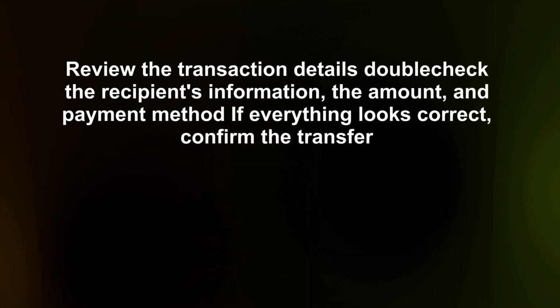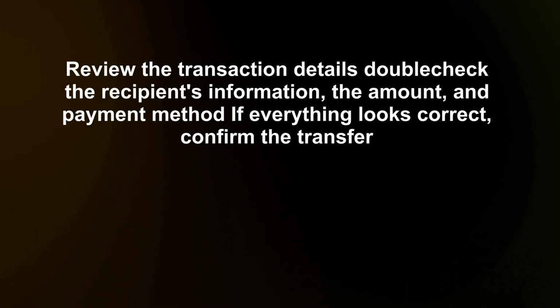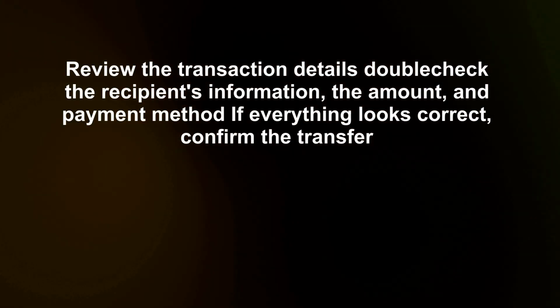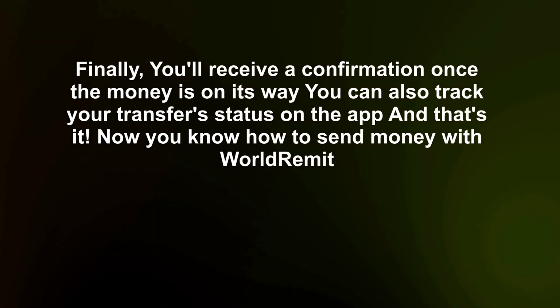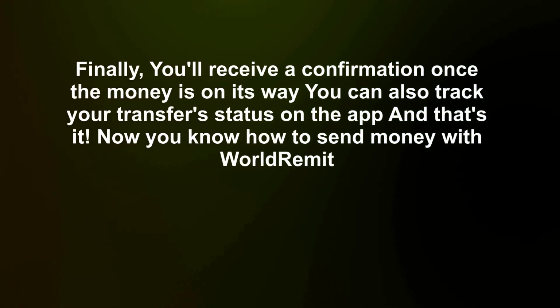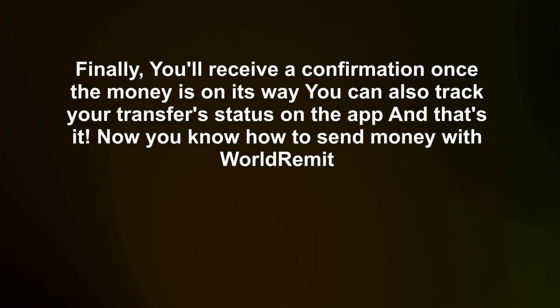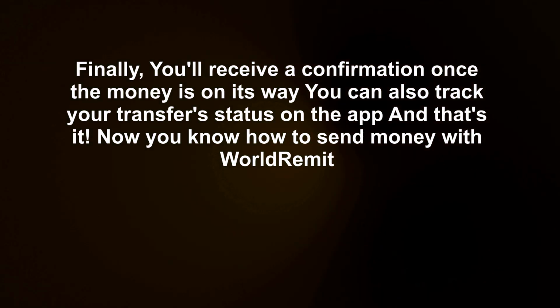Review the transaction details. Double-check the recipient's information, the amount, and payment method. If everything looks correct, confirm the transfer. Finally, you'll receive a confirmation once the money is on its way. You can also track your transfer status on the app, and that's it. Now you know how to send money with Worldremit.